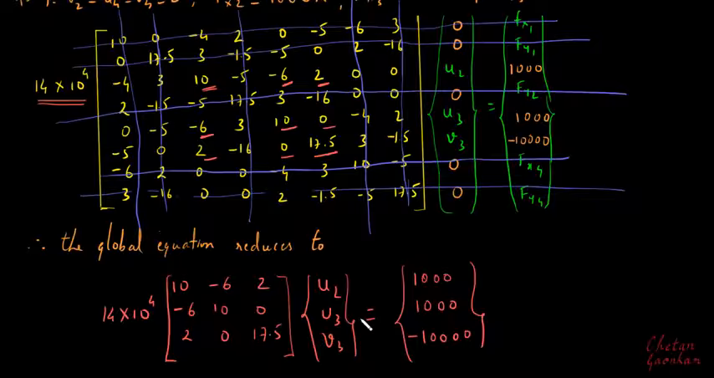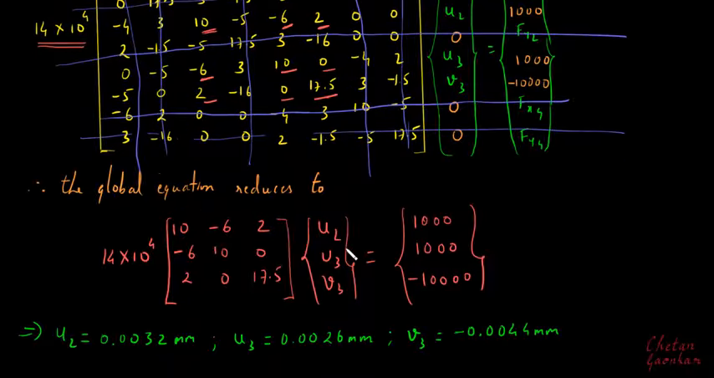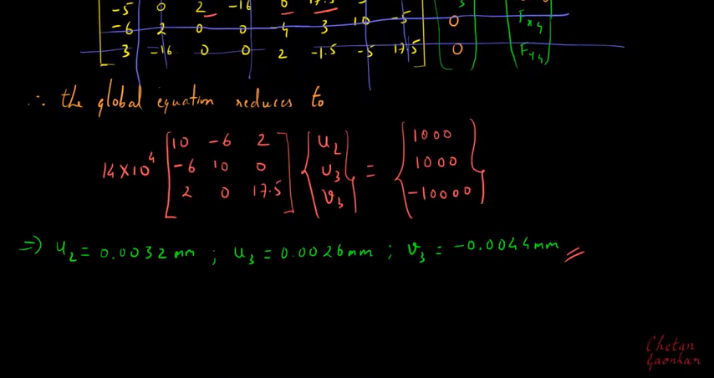You can also use the LU decomposition method or the Gauss elimination method, which we had seen in our earlier videos. You can use even those methods, but finally we need to solve this and determine u2, u3, v3, which we get as this. So this completes our first step of finding the nodal displacements. So the nodal displacements u2, u3, and v3 turn out to be this.